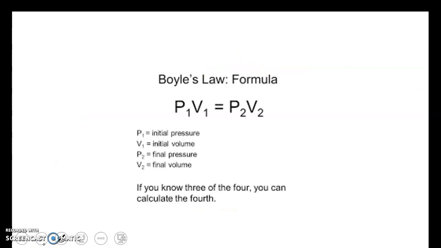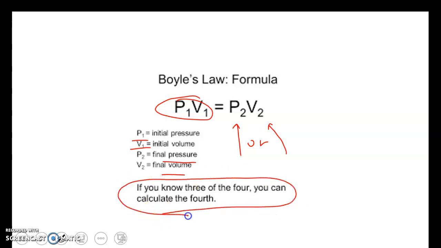The formula for this is, usually we're talking about a situation where we have an initial, okay? So we have an initial pressure and volume, P1 and V1. That's where we start at. Then at the end, we're going to be given either a final pressure or a final volume. And when we're given that, then we use that information to solve. So it turns into a math problem. So if you know 3 of the 4, we can calculate the 4th.